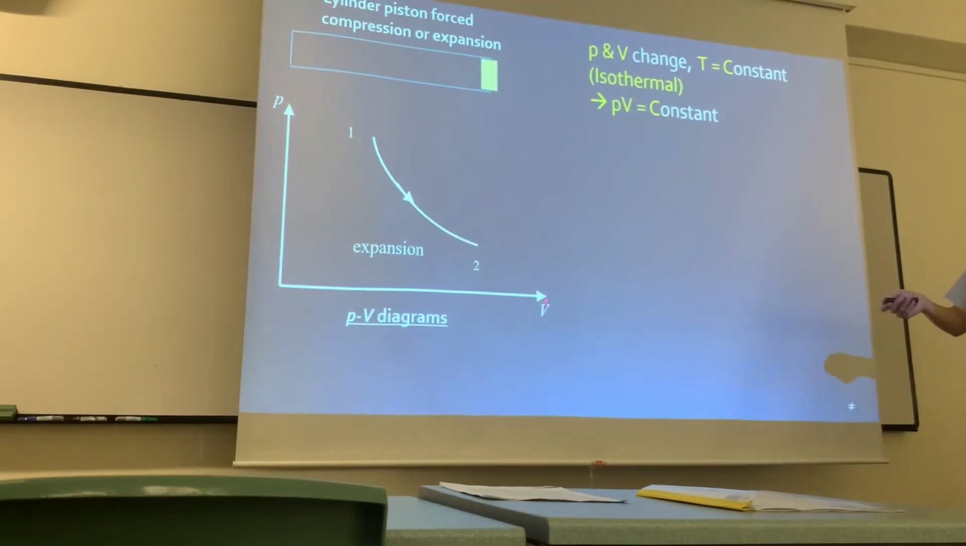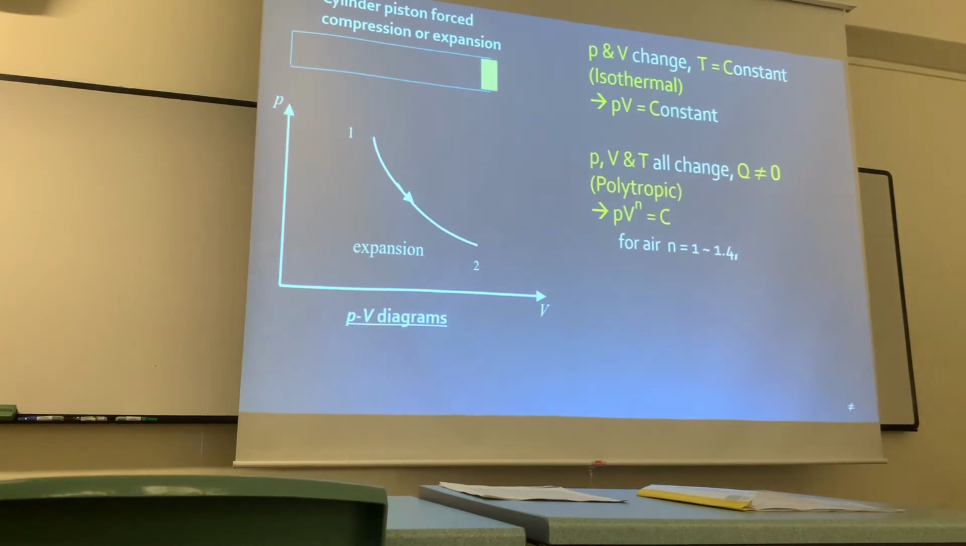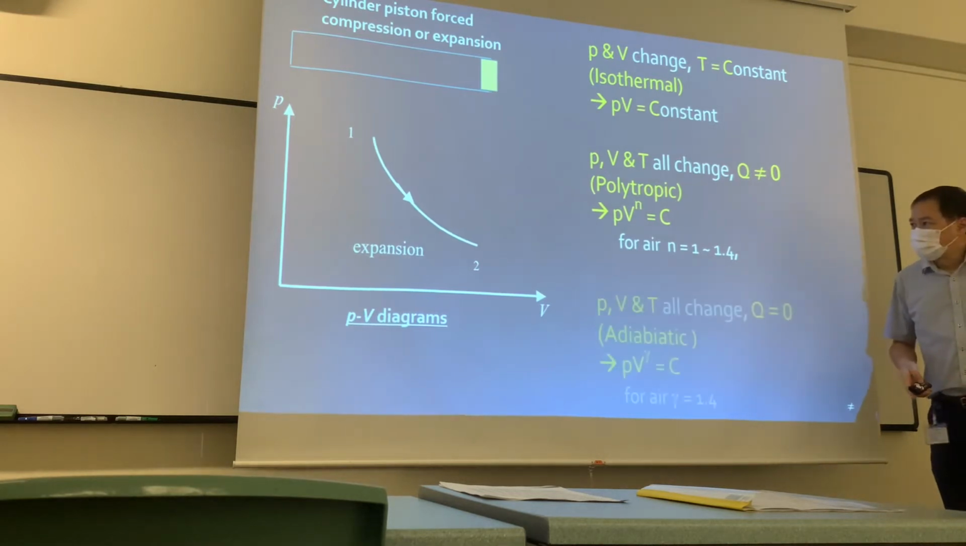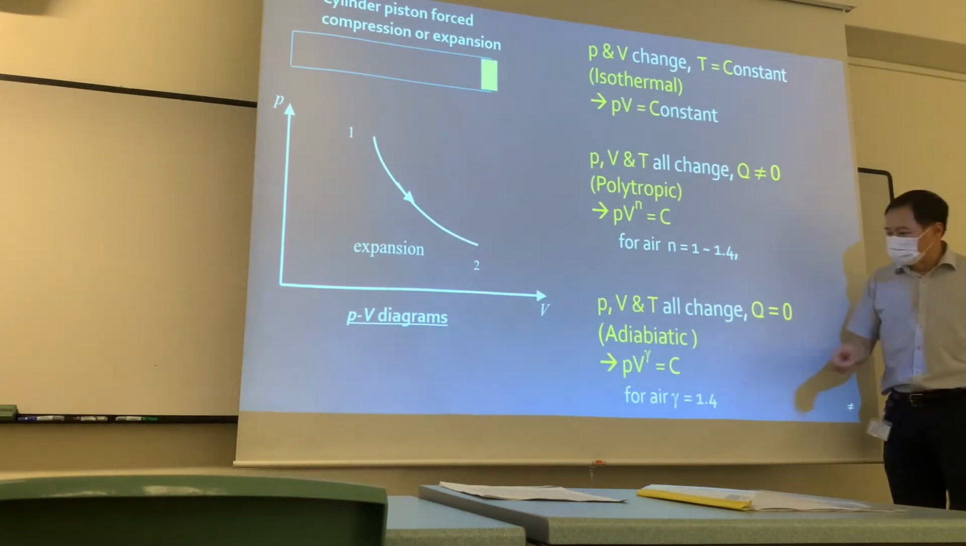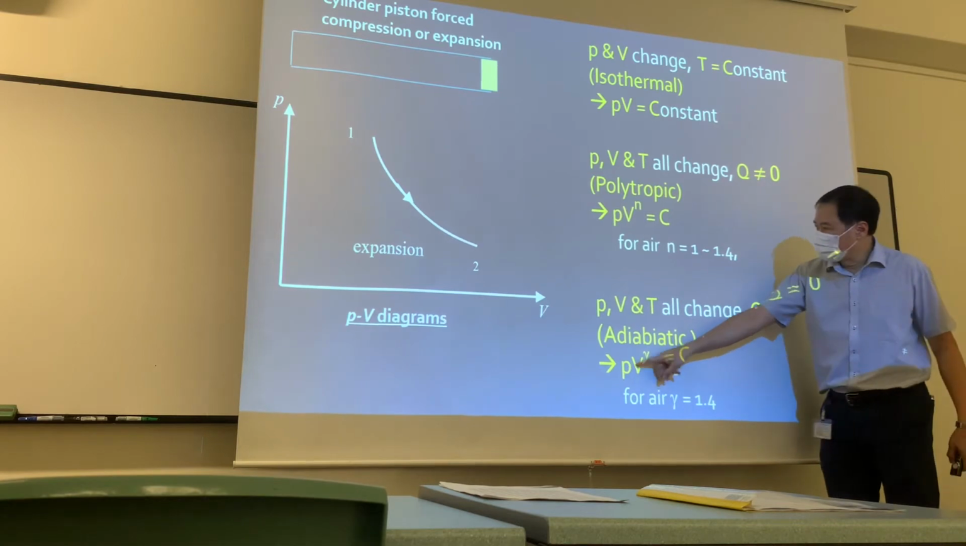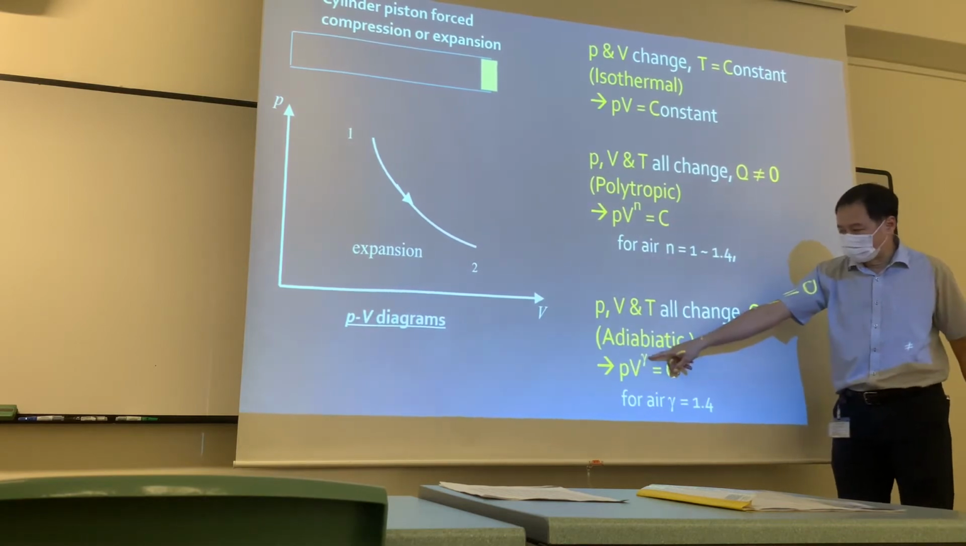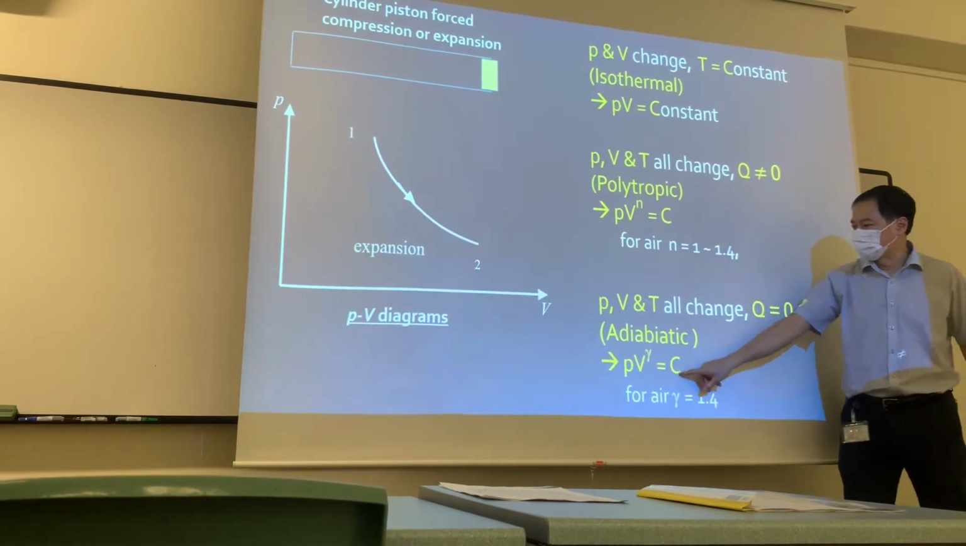So this curve, there's an equation for it. If this is an isothermal process, then it's PV equal to C. If this is polytropic, then it's PV to the power N equal to C. If this is adiabatic, just now we talked about the adiabatic index, instead of N it becomes gamma. So PV to the power gamma equal to C.